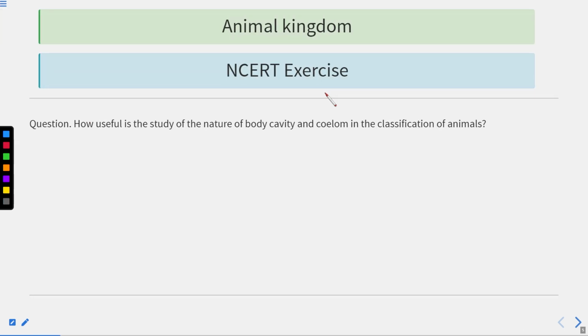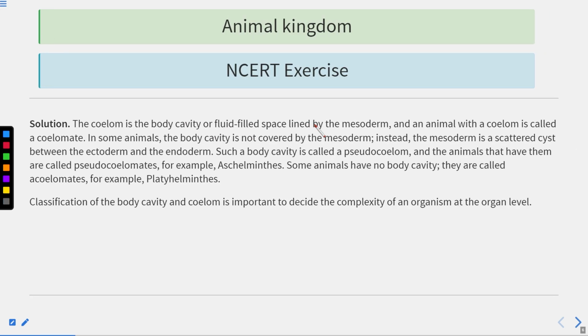Next question: how useful is the study of the nature of body cavity and coelom in the classification of animals? So generally we use the body cavity in classifying organisms. How is the body cavity, or the coelom, helpful in the classification of animals? So the solution is here.